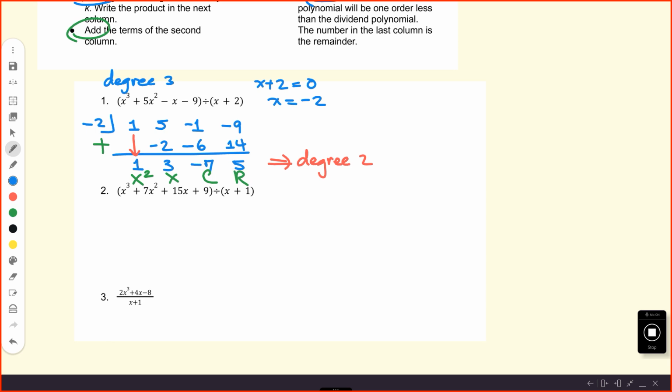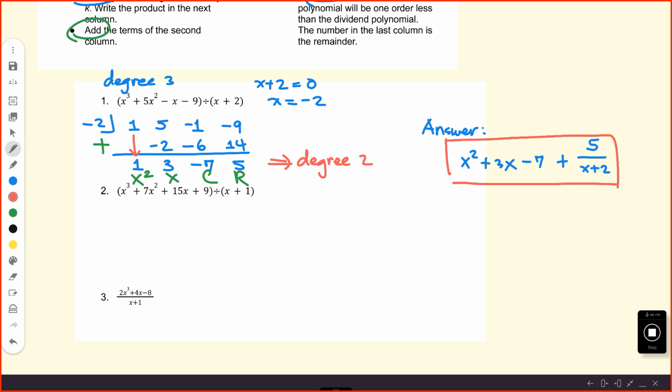And so the final answer would be x squared plus 3x, and then the constant is -7, so -7. The last number will always be the remainder. The remainder is 5, so you write positive 5 over the entire divisor, which is x plus 2. And this is now your quotient using the synthetic division method. You can try using the long division method and check whether you will get the same answer. You will get the same answer.